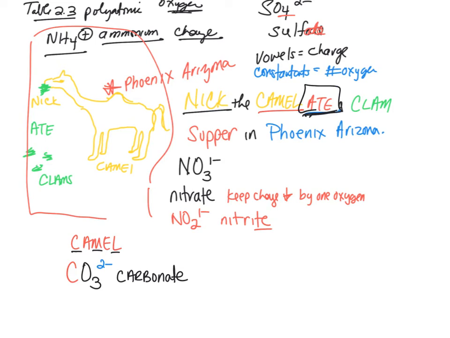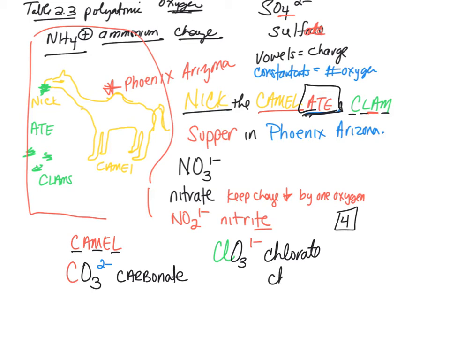That's where that word. Clam is CL. And then how many vowels do we have? We have 1 vowel, so it's 1 minus. And then how many consonants we have? 1, 2, 3. So that's 3 oxygens. So this is chlorate. Now chlorate and your halogens, they have like 4 to memorize.